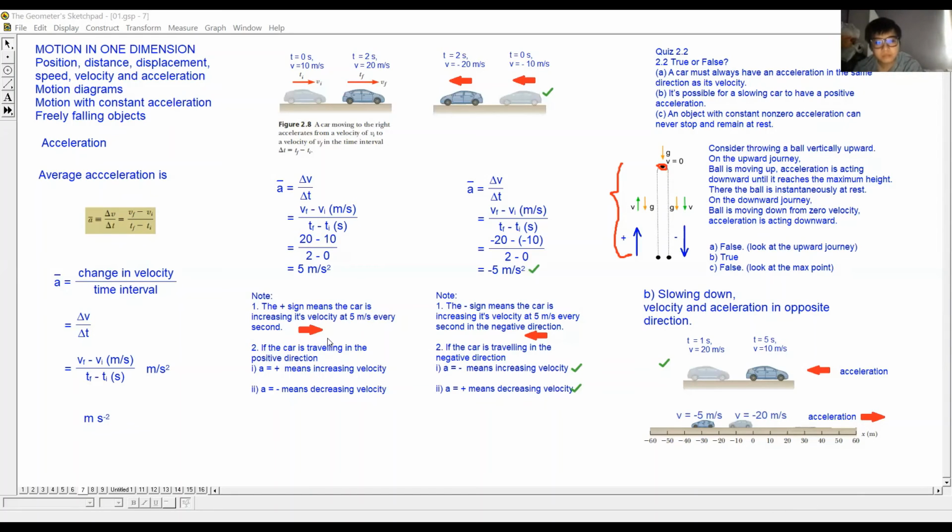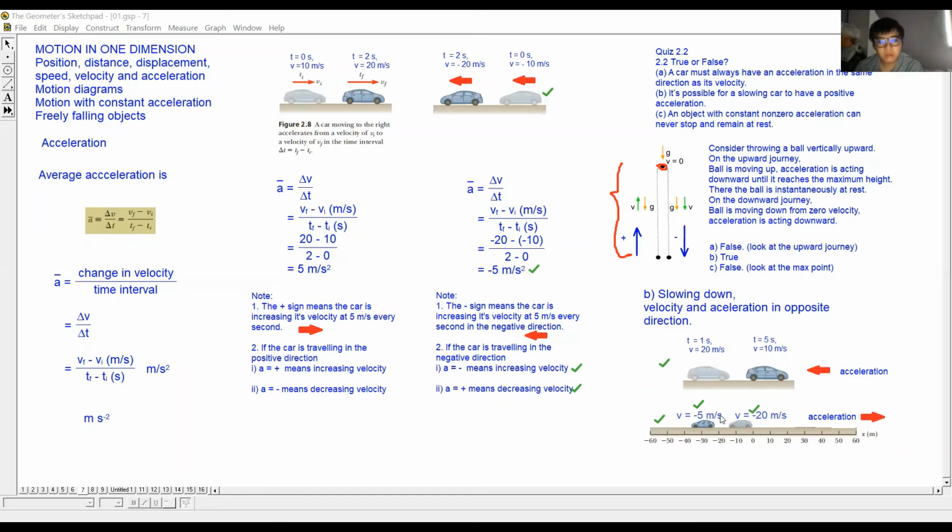Now, we look at the second case. The second case, the car is moving in the negative direction. At first, the velocity is negative 20. Finally, the velocity is negative 5. Now, this shows that the car is slowing down. Okay, the car is slowing down, but it is slowing down in the opposite direction. Now the velocity and the acceleration, both of them, they are in the opposite direction.